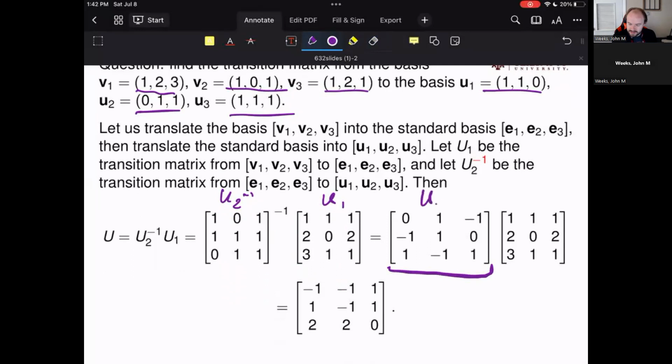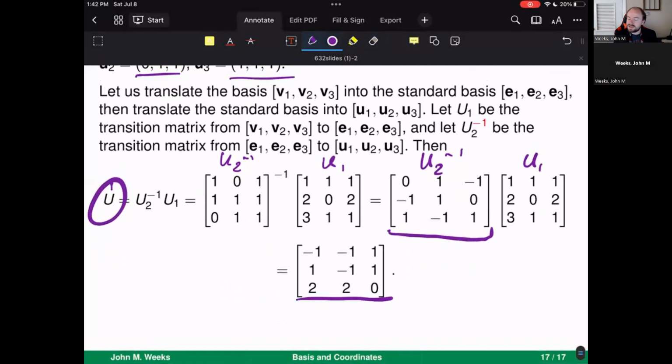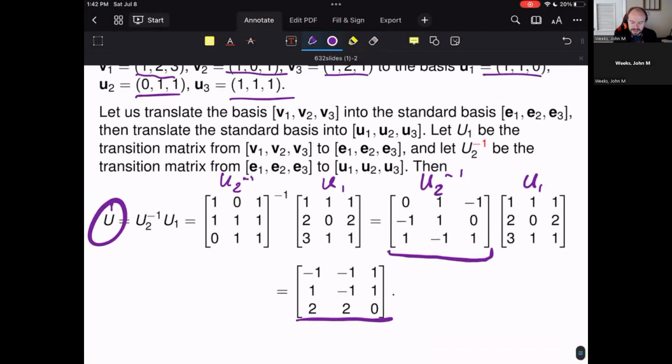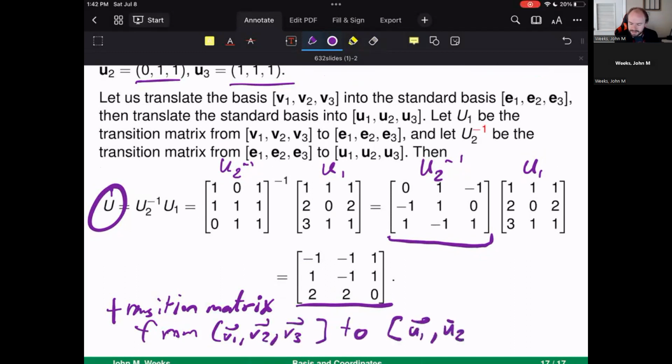So this is still U2 inverse U1. But if I multiply those together, that's me composing these two maps. So that's the transition matrix U that I'm looking for. This is the transition matrix of this transformation. So this is the transition matrix from our beginning basis, V1, V2, V3, all the way into U1, U2, and U3.